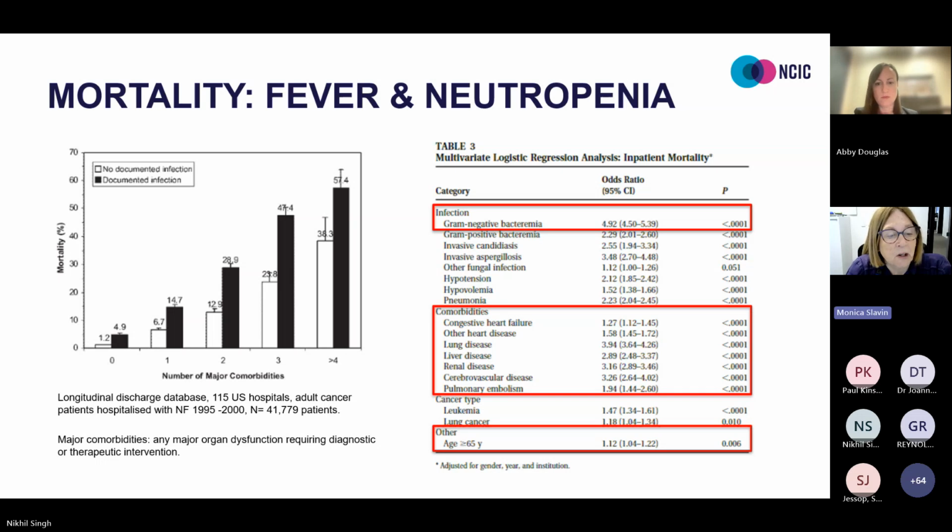So just going back to the data, what we do know, and this is from a study from the US looking at longitudinal data in multiple hospitals from multiple patients with cancer undergoing chemotherapy, there were some very clear markers of which patient is at risk for mortality from febrile neutropenia. Of course, gram-negative bacteremia is one, but a very big one is also age and comorbidities, as you can see listed here. And you can see in this slide that with patients with documented infection, and even those without documented infection, the mortality really goes up with the number of comorbidities in the patient. So it's the elderly comorbid patient that we're most concerned about mortality from fever and neutropenia.